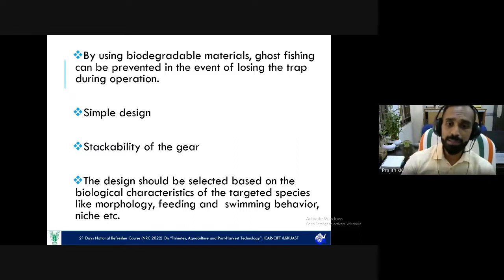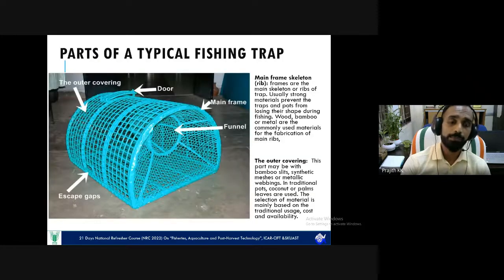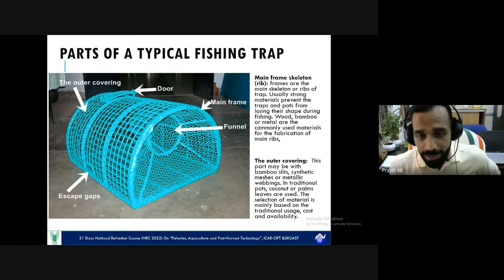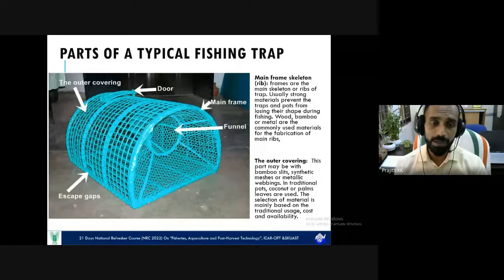Then the design should be selected based on the biological characteristics of the targeted species, like morphology, feeding, swimming behavior, the ecological nature, etc. For example, for carnivorous fish, we need suitable bait. Then for shrimps or lobster, we need another design. Okay, so now we have considered the factors to be considered while fabricating.